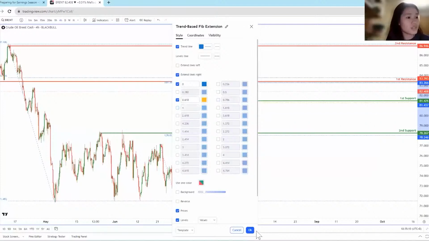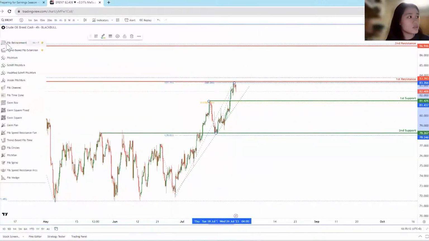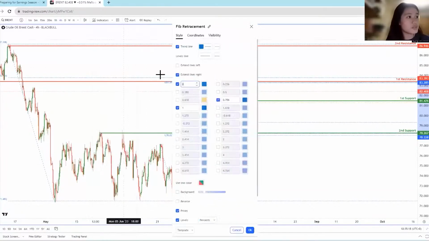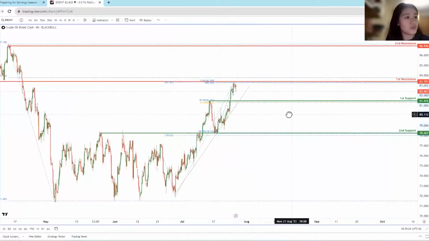Okay, my 61.8 also lines up with my first support. And I'm looking for another retracement here. Okay, and my 38.2 lines up with my first support as well.